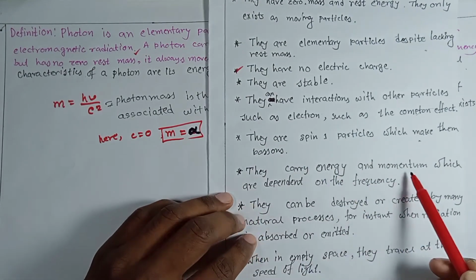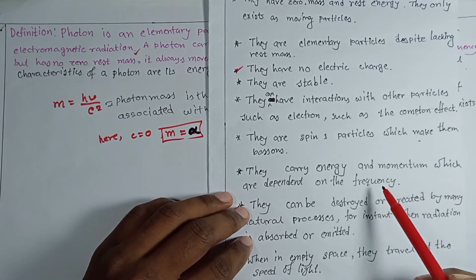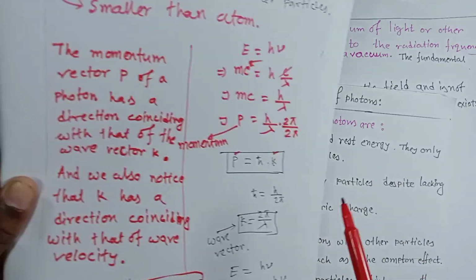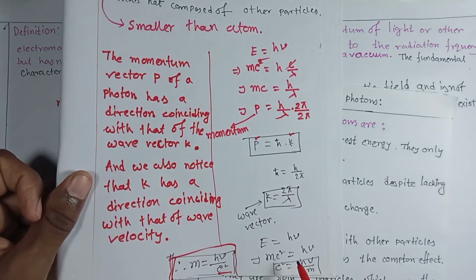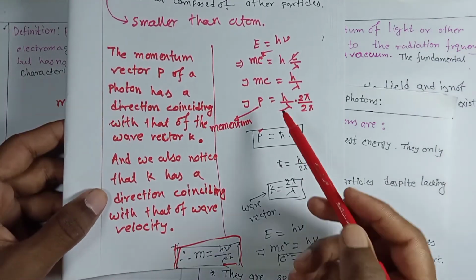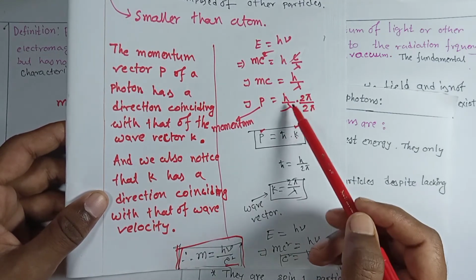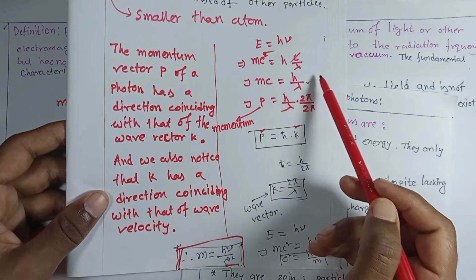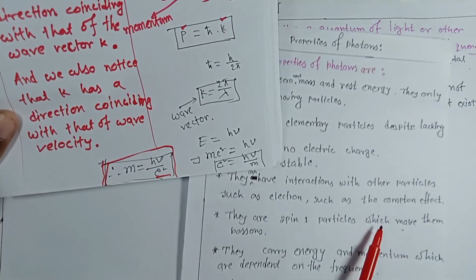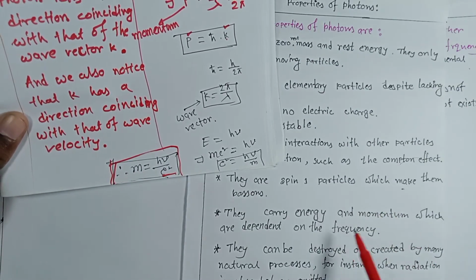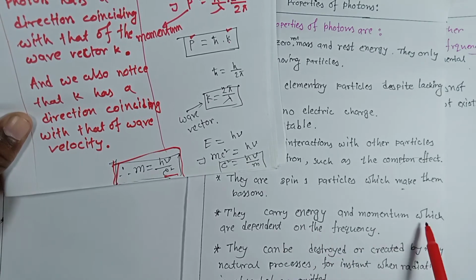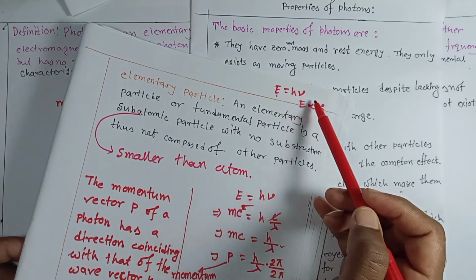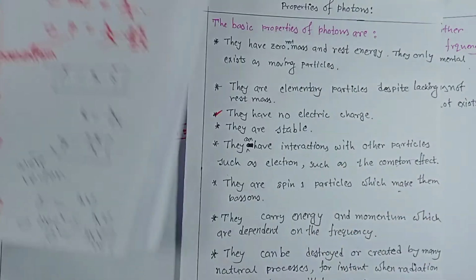They carry energy and momentum which are dependent on the frequency. We have seen momentum: p equals h upon lambda, that is h upon 2 pi times 2 pi upon lambda. This is the momentum. They carry energy that is dependent on the radiation frequency.